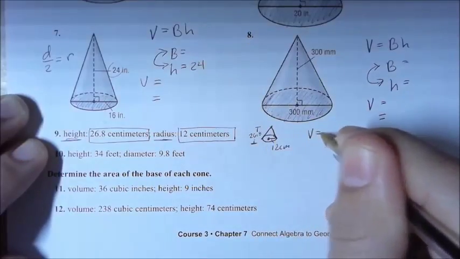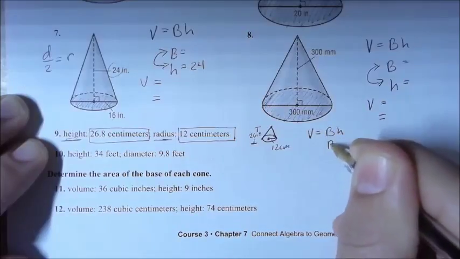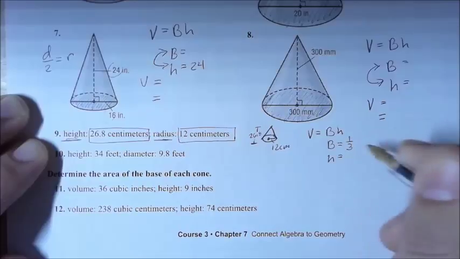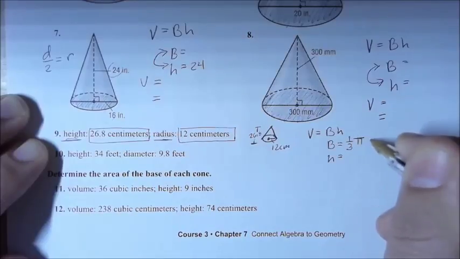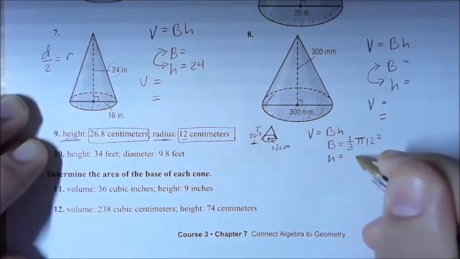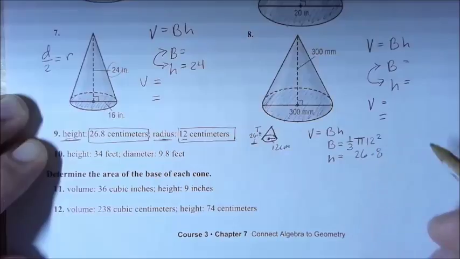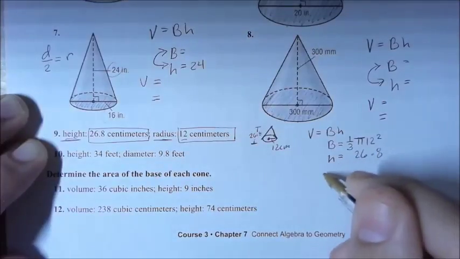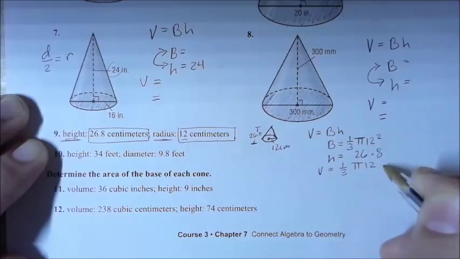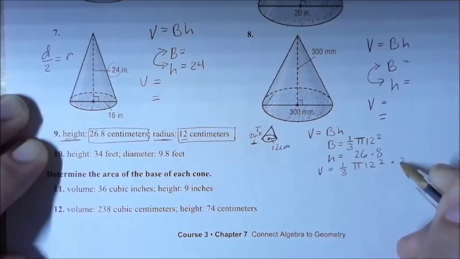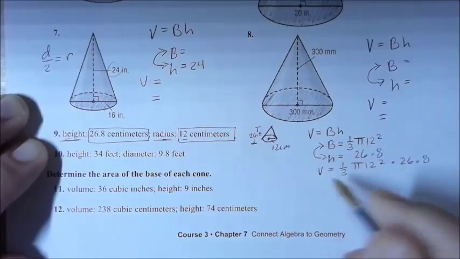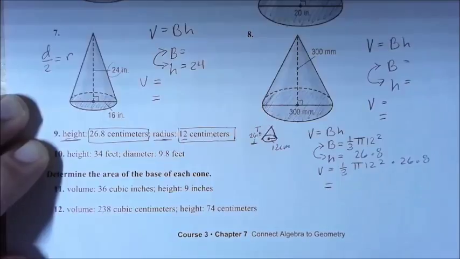So we can go, okay, well, V is equal to big B times H. Big B equals, and H equals, and my big B is going to be 1/3 pi times my radius, which is 12 squared, and my height is 26.8. So if I were to put that together, then I got V is equal to 1/3 pi times 12 squared times my height of 26.8. And now I've multiplied these two together, and I just need to put that in my calculator to get my final answer.